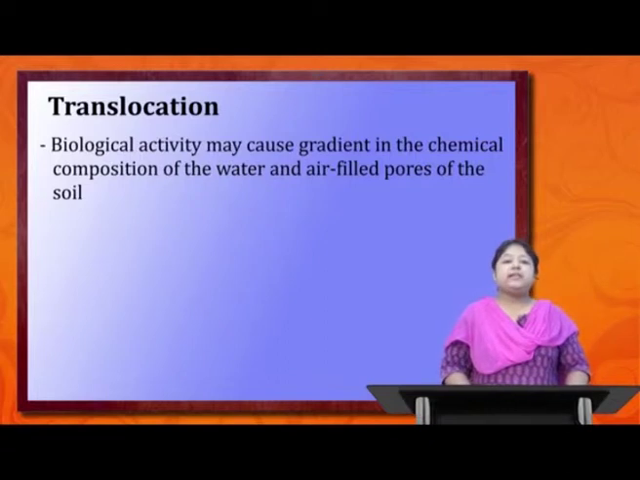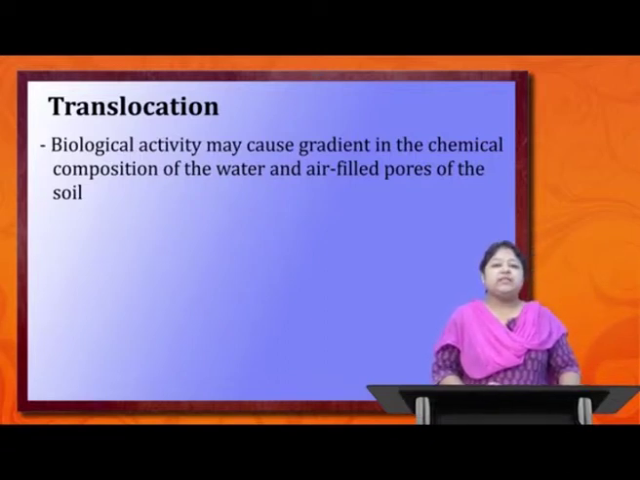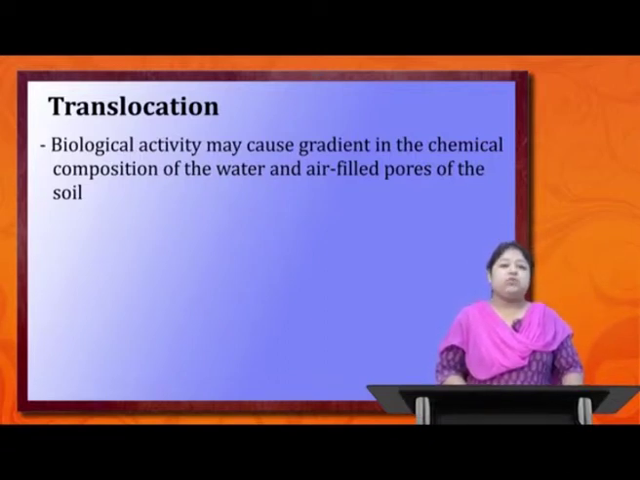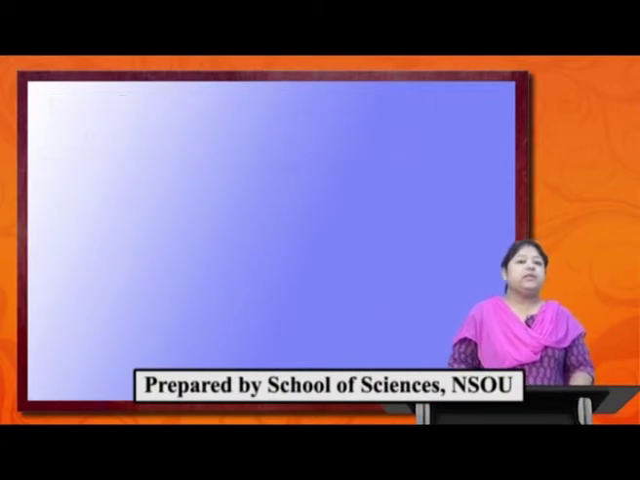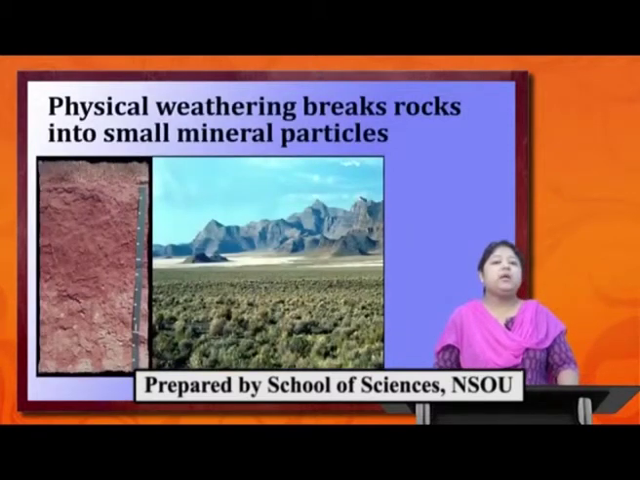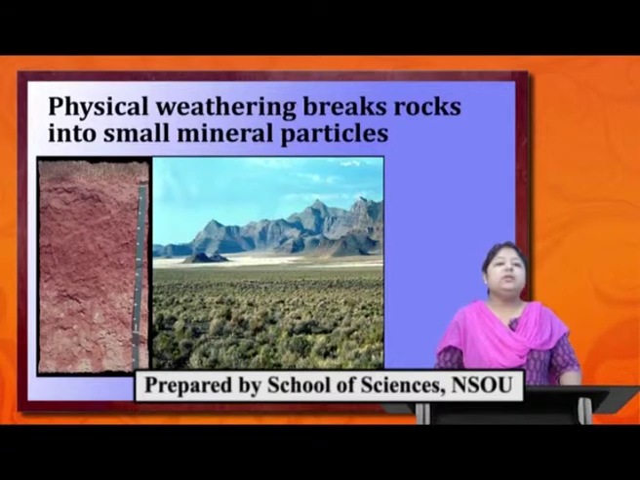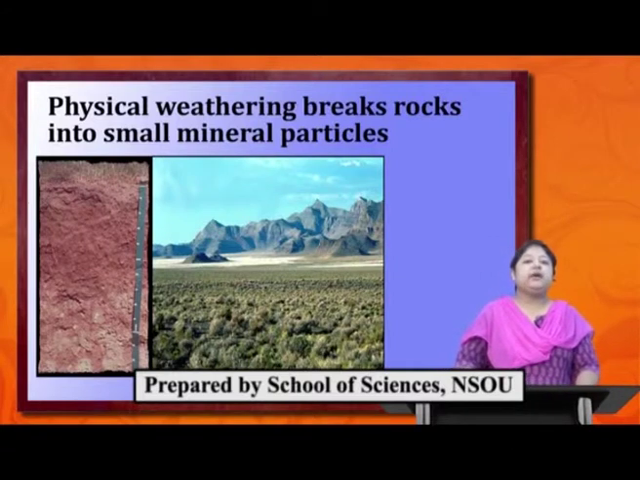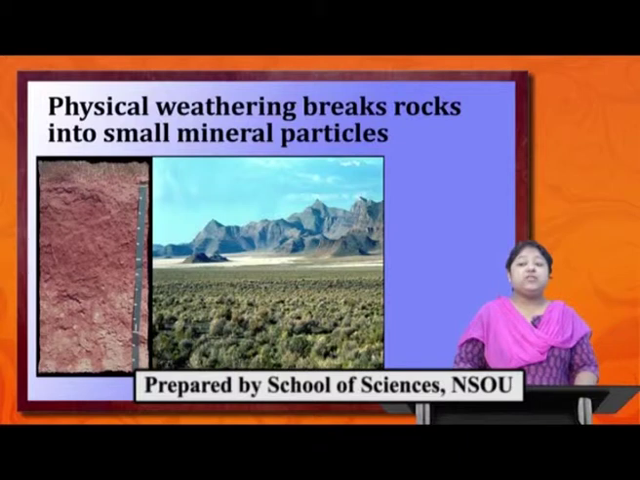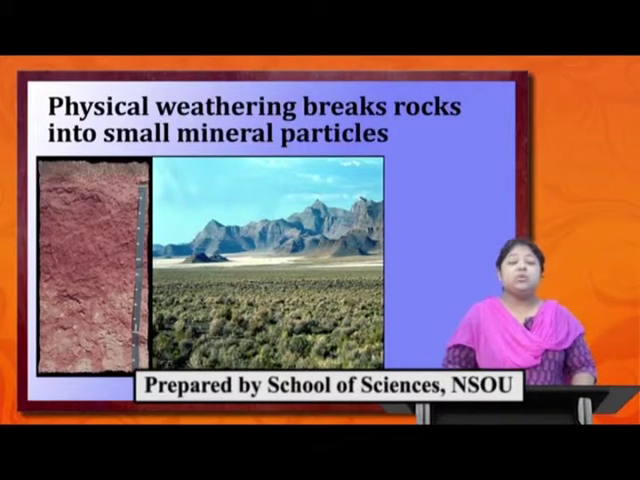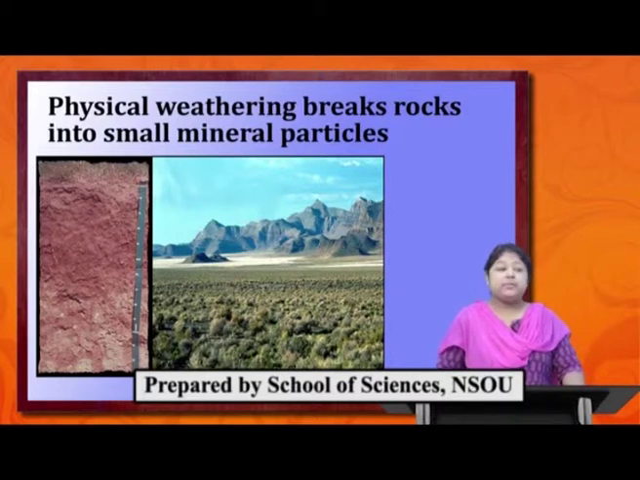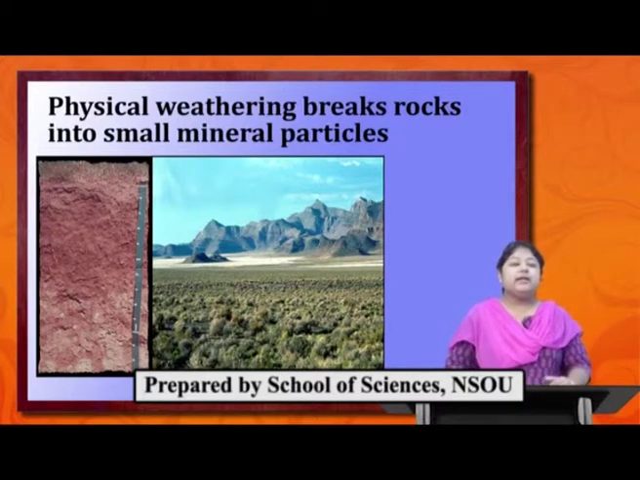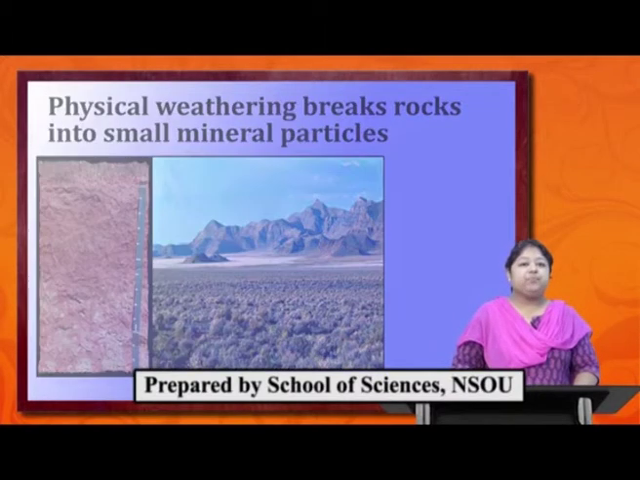And there is biological activity also that causes gradient in the chemical composition of water and air-filled pore spaces of the soil. So see here how the physical weathering is breaking rocks into small mineral particles. Here is a soil profile. Physical weathering generally takes place in the Arctic region in the cold climates, right? And chemical weathering along with physical weathering takes place in the more humid, more warmer areas.